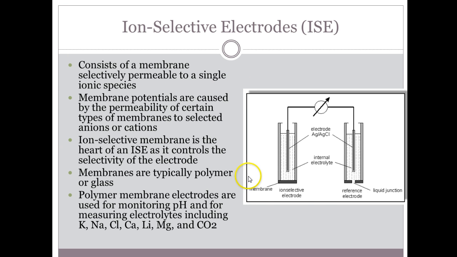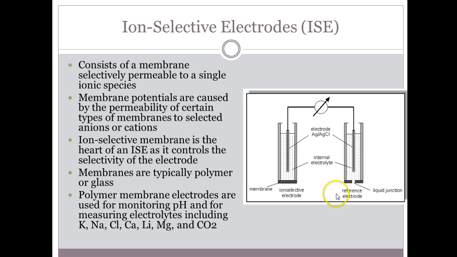This is specifically what we see inside the chemistry analyzers, which is the electrochemistry in the chemistry analyzers. Very often used for things like, I'm skipping to the bottom here, potassium, sodium, chloride, calcium, lithium, magnesium, and CO2. It consists of a membrane selectively permeable to specific ionic species. So let's say we're testing for potassium. The membrane potentials are caused by the permeability of certain types of membranes to certain ions or cations, we'll say potassium. And then the ion-selective membrane is the heart of the ISE as it controls the selectivity of the electrode.